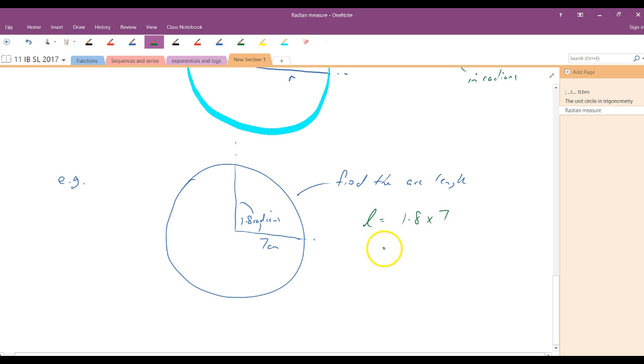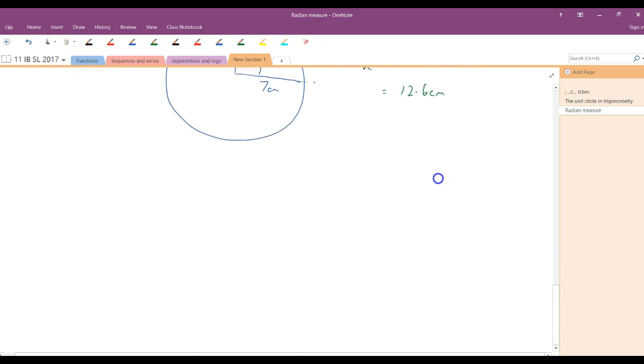All right, 1.8 times 7, without getting the calculator. Well, that's 18 times 7. Why don't I just do 9 sevens and double it? 9 sevens are 63, doubled is 126, but it's 1.8, so it's 1 decimal place, so it's 12.6 centimeters. Does that look right? Does 12.6 centimeters look sensible? If the radius is 7, and this angle is 1.8 radians, which is 1.8 radiuses, just less than 2 radiuses, then 12.6 is sensible. Nice and easy, isn't it?